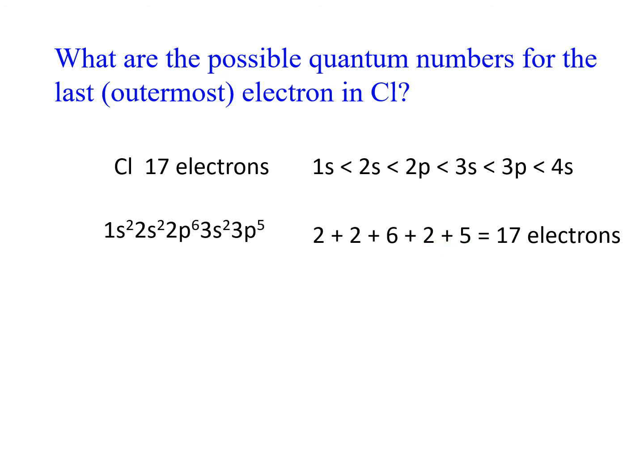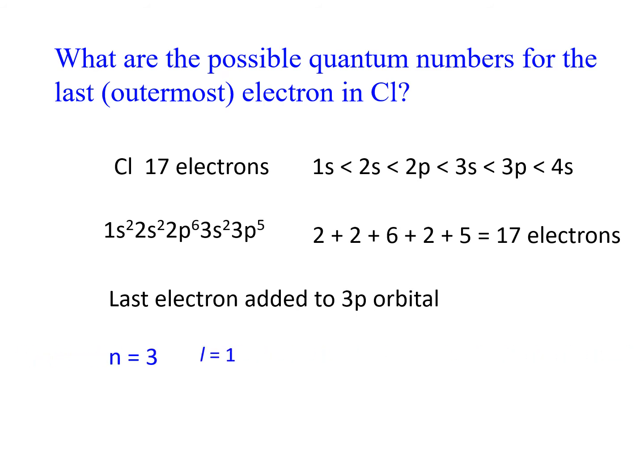And so doing the electron configuration, to answer the question, the last electron added is to the 3p orbital. And so n is equal to 3. L is equal to 1. Why is that? Because it's a p orbital. And what are the possible m sub l's for a p orbital? -1, 0, or +1. You don't know which one it is, but it could be any of those three. An m sub s could either be a +1/2 or a -1/2.